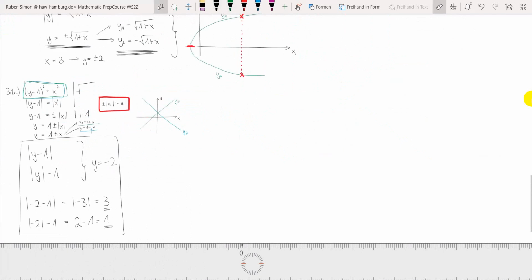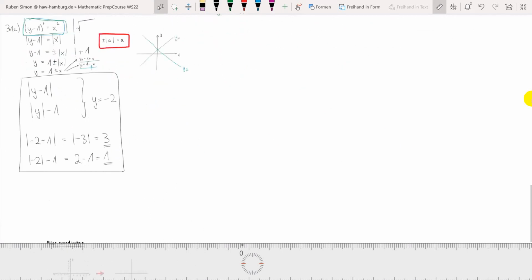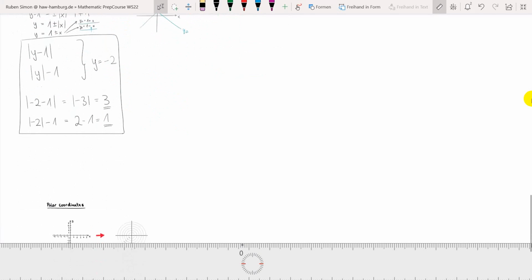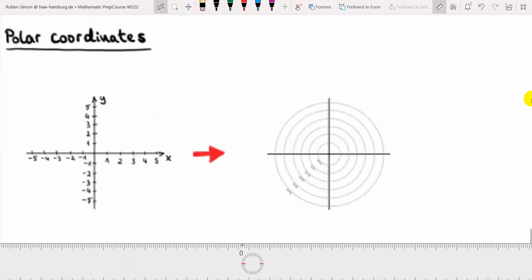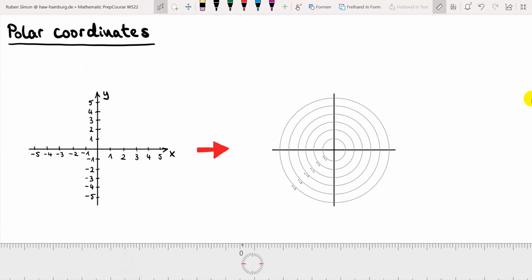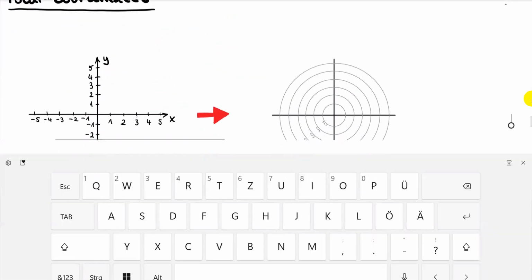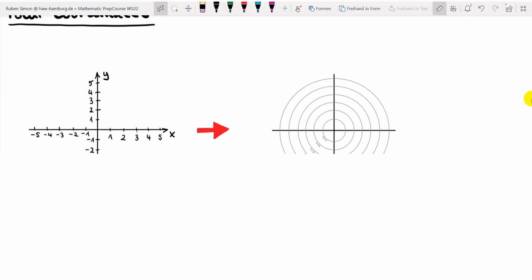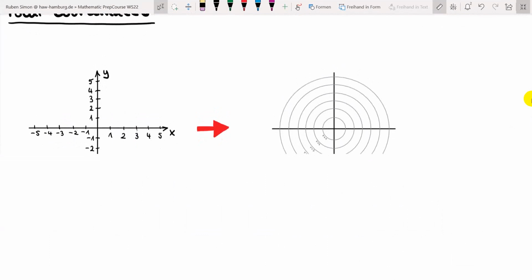Okay, then let's head on to number 32, which was the one specifically requested today. And this one deals with polar coordinates. So has anyone ever heard of polar coordinates before? No one. Okay, perfect. Then you will all learn something new right now. Were there actually materials for polar coordinates? Yeah, there was a video.